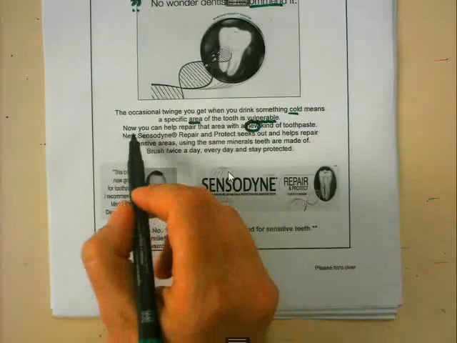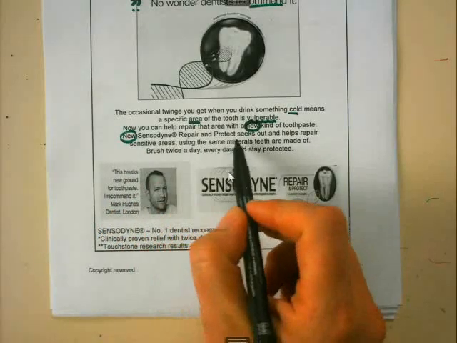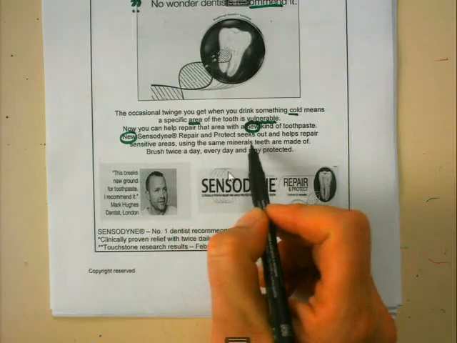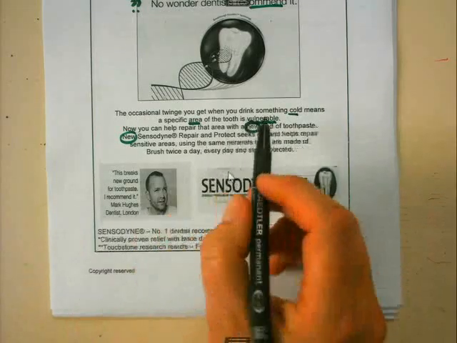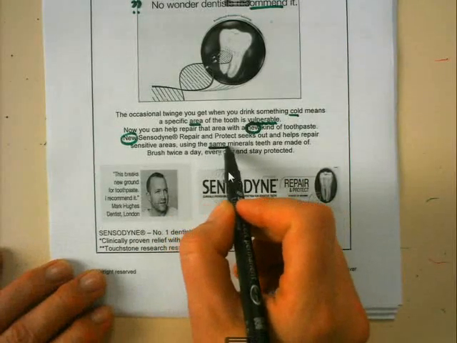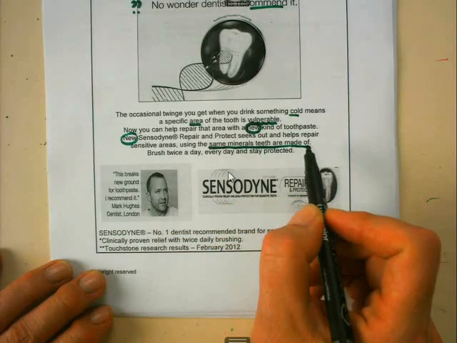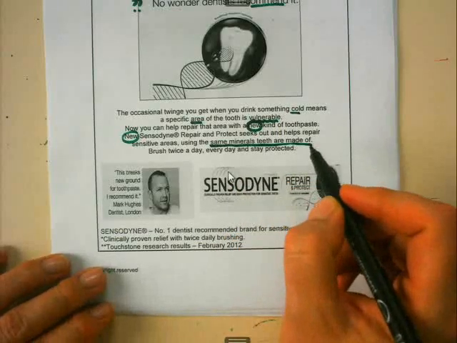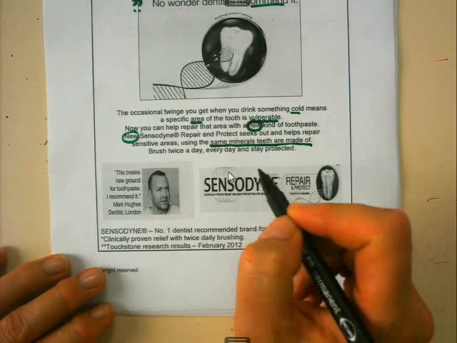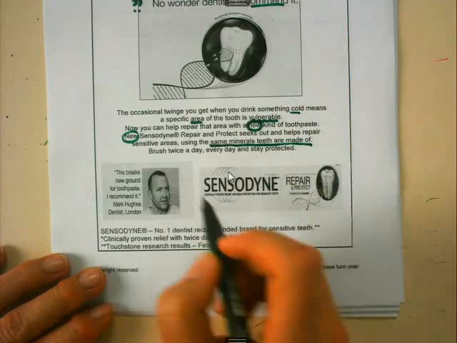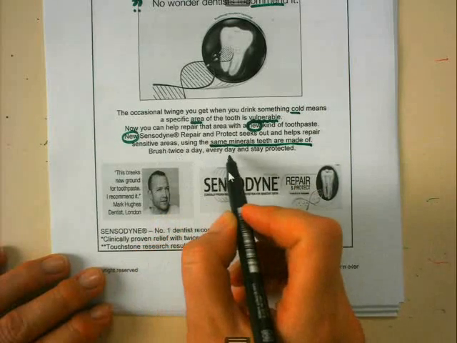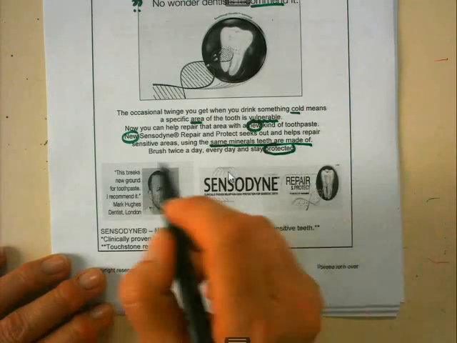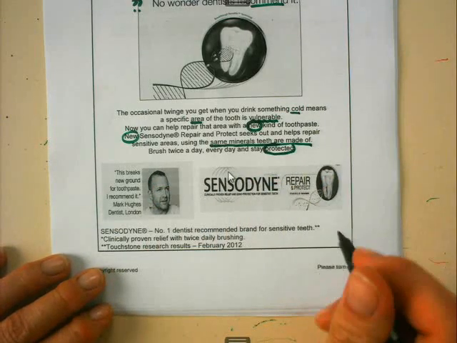Okay, new Sensodyne Repair and Protect seeks out and helps repair sensitive areas using the same minerals teeth are made of. Okay, that's also something that draws my attention. Same minerals teeth are made of. So in other words, it's something natural, it's something organic, it's not something that will be bad for you ultimately in any way. Brush twice a day, every day, and stay protected. All of us want to be protected in all different ways, so even our teeth want to be protected.